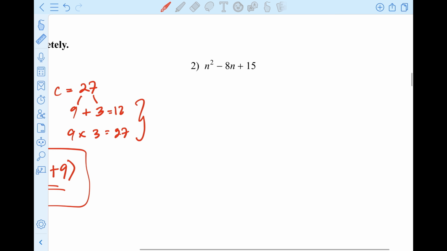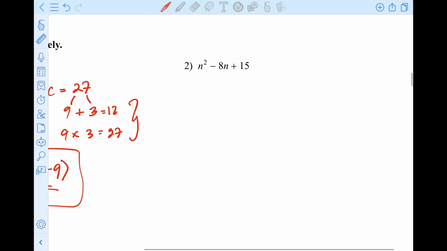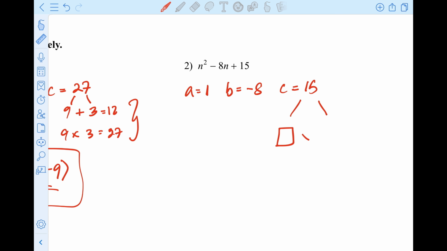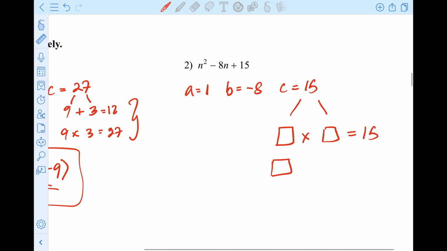Okay, so let's look at another one here. A is equal to 1, B is equal to -8, C is equal to 15. Now, that means that I need to find two numbers that multiply to give me 15, right? So let's try it like this. Multiply to give me 15 and add to give me -8, right? And they must be the same two numbers.